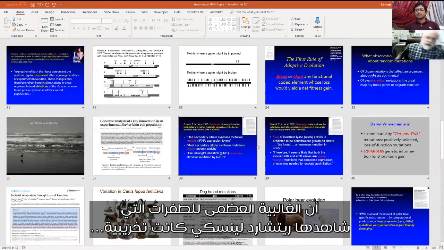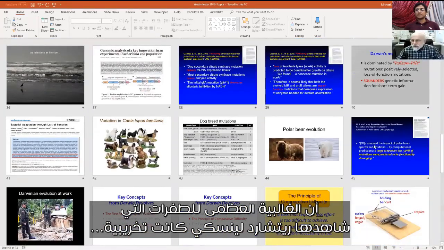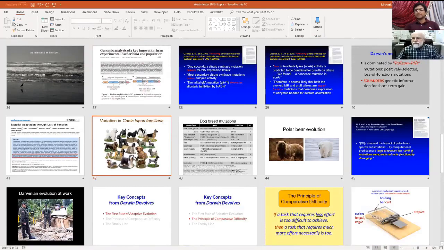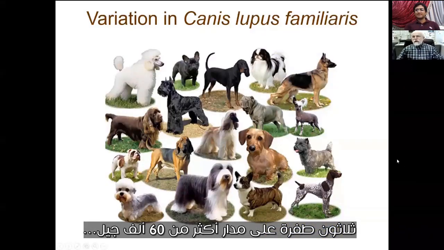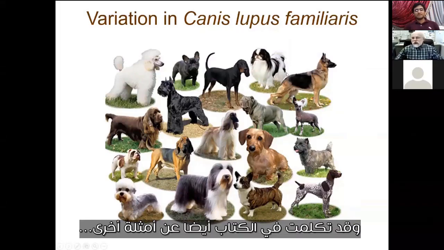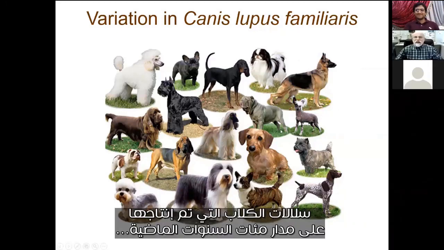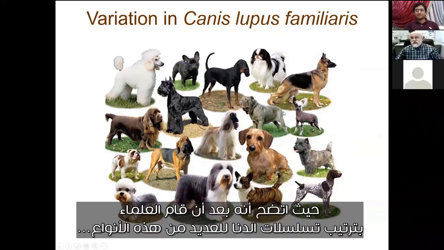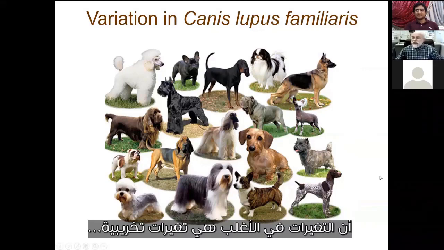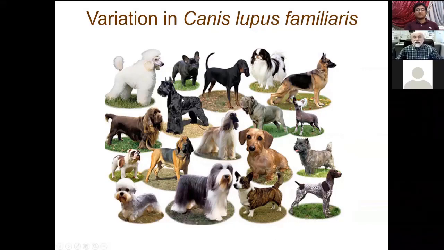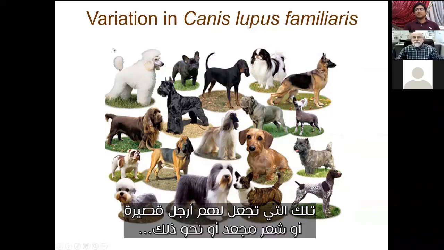Okay, so the point is that pretty much all of the mutations that Richard Lenski saw were degradative. 30 of them, over 60,000 generations. And in the book, I also talk about other examples. For example, dogs, the dog breeds that have been produced in the past few hundred years. It turns out scientists have sequenced the DNA of a lot of these, and they're mostly degradative changes that make them have short legs or curly hair or so on.